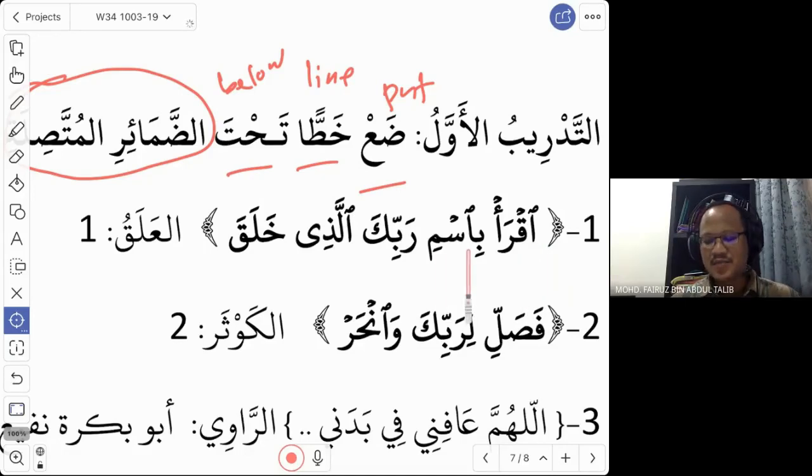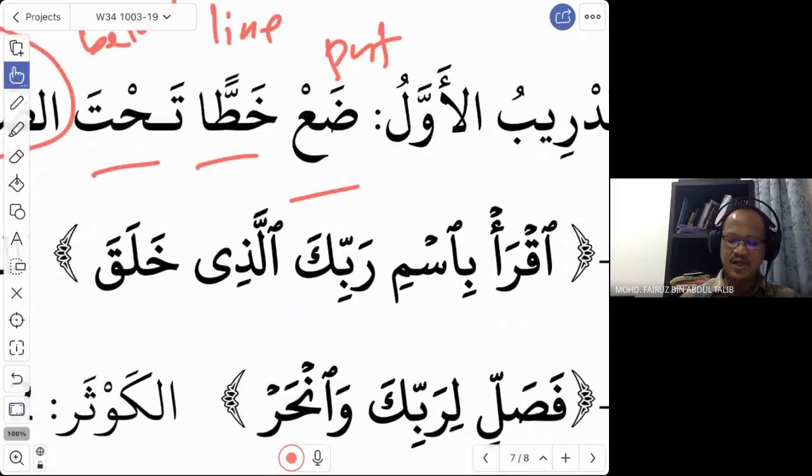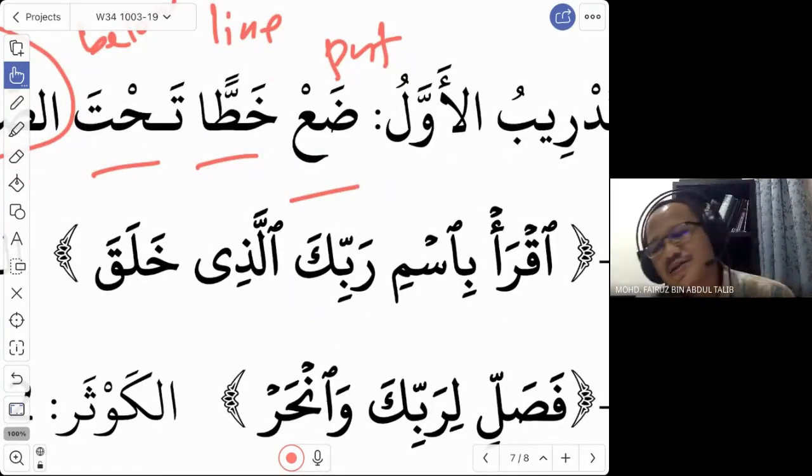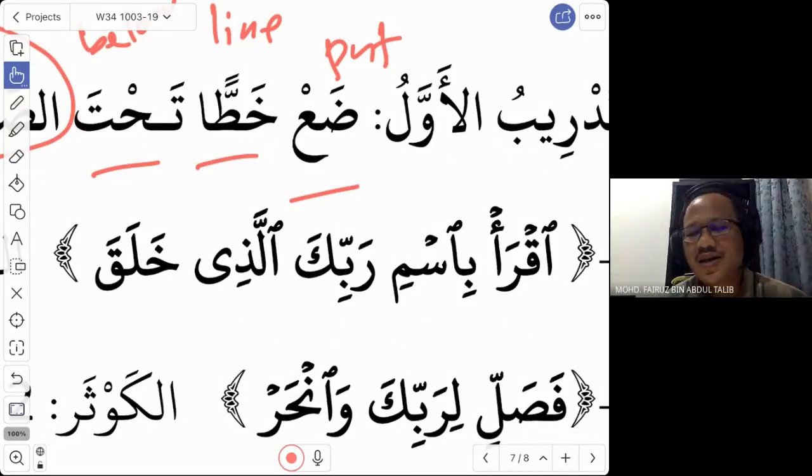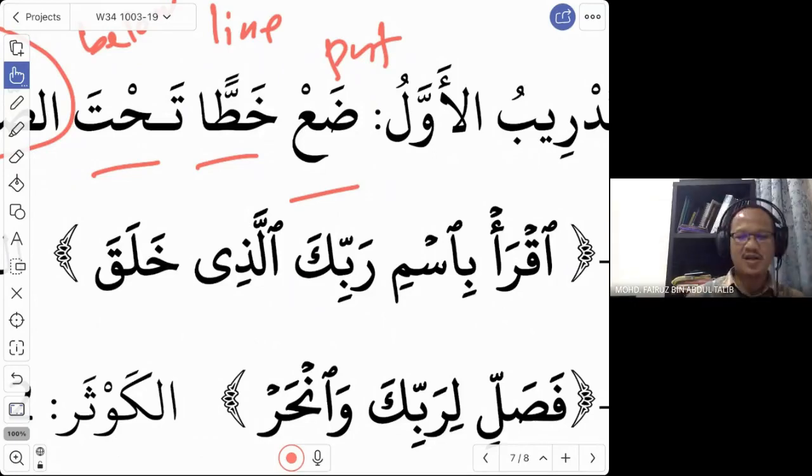Iqra bismi rabbika alladhi khalaq. Naam, syukran Samida. Iqra bismi rabbika alladhi khalaq. This is from Surah Al-Alaq, verse number 1. Okay, yes. I believe everybody knows the meaning of this verse. Iqra. What is the meaning? Read. Read in the name of. Okay. The meaning is read in the name of your God who created.